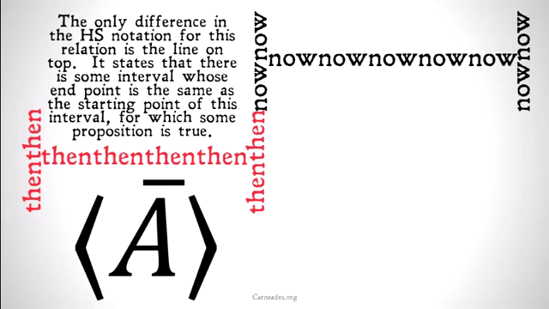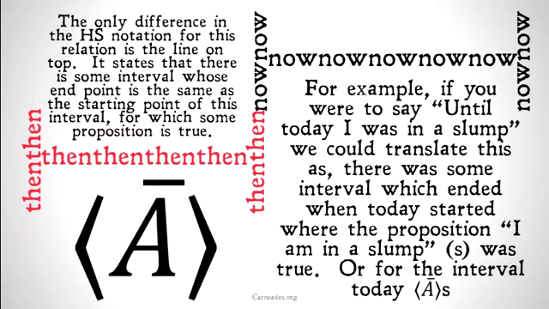The only difference in the HS notation for this relation is the line on top. As I said, it states that there is some interval whose endpoint is the same as the starting point of this interval, for which some proposition is true. For example, if you were to say, until today, I was in a slump, we could translate this as, there was some interval which ended when today started, taking today as the current interval, where the proposition, I am in a slump, S, was true. Or, for the interval today, A, S. Hopefully that makes sense.